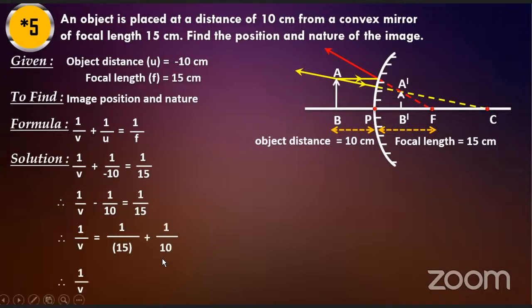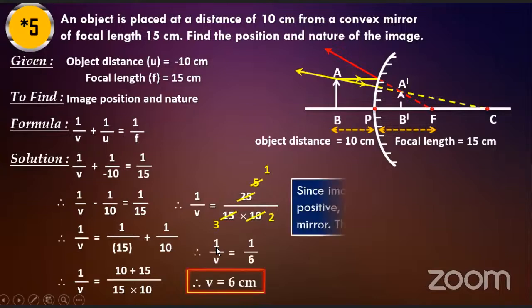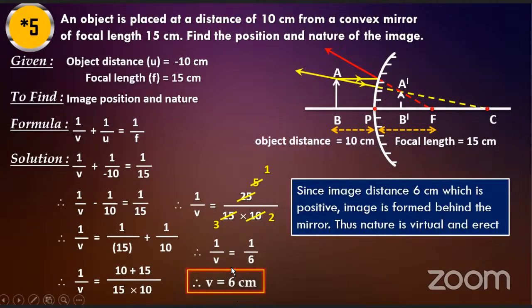So the LCM of 15 and 10 is 30. Without the LCM, no problem, you can do cross multiplication also. You will get the same answer. So the answer is 6. Is it between 0 and 15? Yes, sir. So your answer is right. And the nature of the image is positive, virtual and erect, or upright, and diminished.